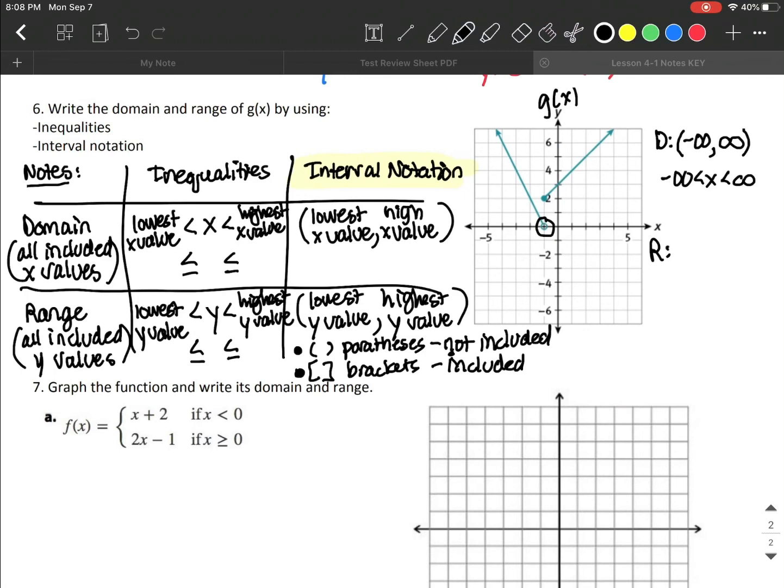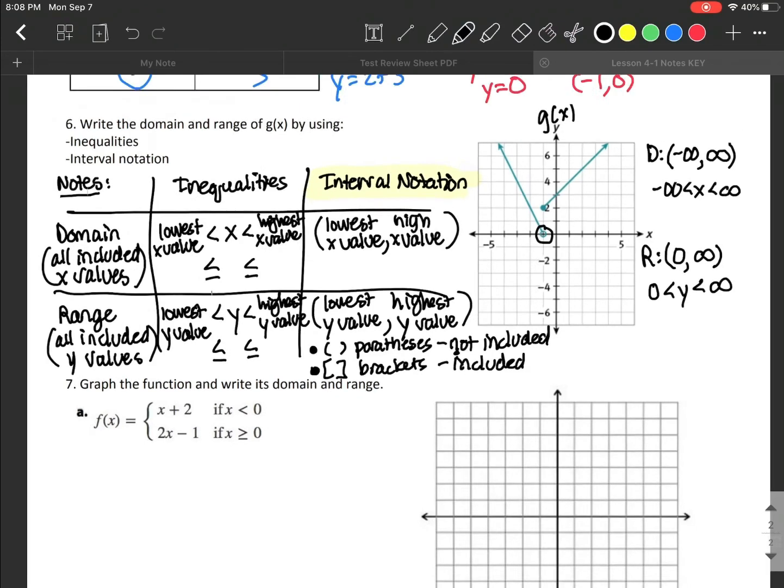For range, the interval notation, I would do the lowest y value, which is right here. The lowest y value is 0. Is that included? No, it's not because it's an open circle, so I'm putting a parenthesis on that. Comma, the highest y value, and since this goes on and on forever, I know the highest value is going to be infinity, and I'm going to put a parenthesis on that because it's infinity and can't be included. If I write the inequality, it would be 0 is less than y, which is less than positive infinity. And that's how I would write my range. I want you guys to try 7 on your own.